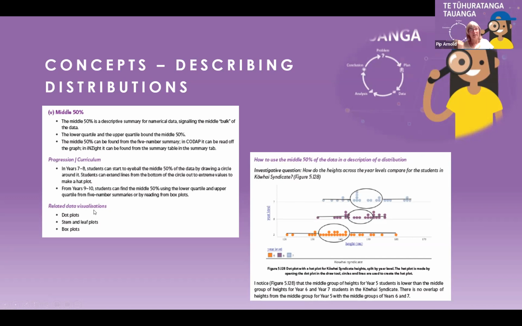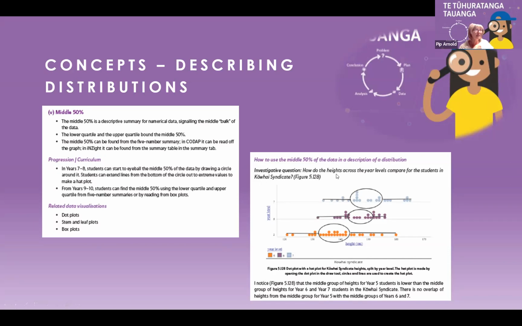And then it says, what data visualizations might we use to look at the middle 50%? We might use dot plots or stem and leaf plots or box plots. So it's trying to give you an idea about where these features come up in the visualizations. And then for every feature, I give an example of using that feature in a description. I don't do lots of examples because we don't have enough room for lots of examples. And this is just how I was thinking on the day, and I may well write it very differently now, but that's what I've tried to do.